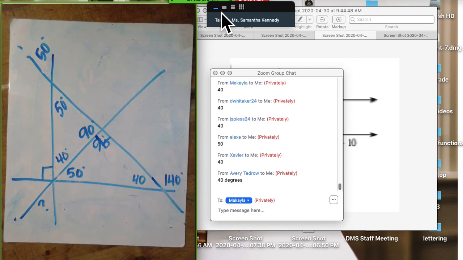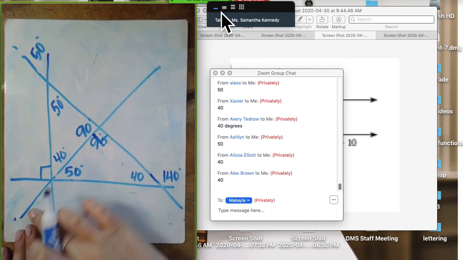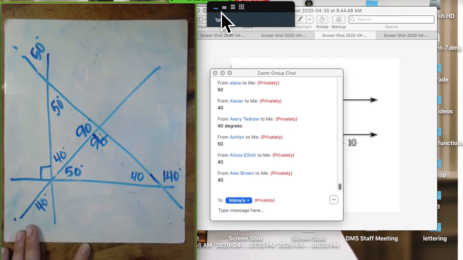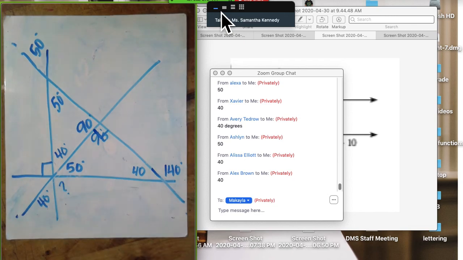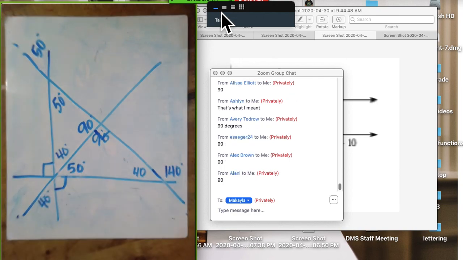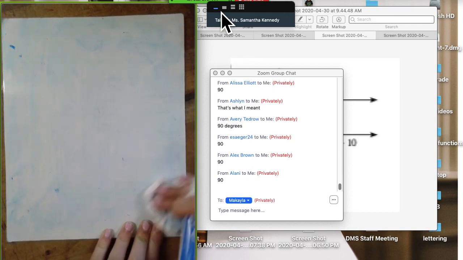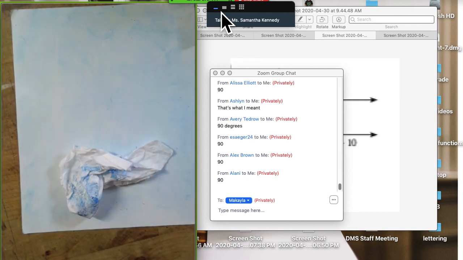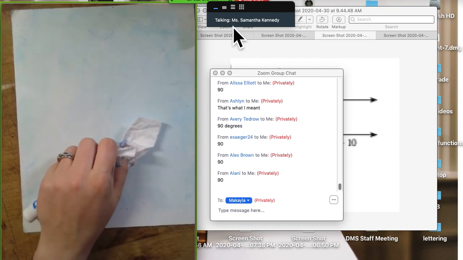Nice. Very good. You guys are saying 40. So then what is this angle? Nice. That one's also 90. Sweet. So you guys are getting the hang of being able to solve through the puzzles to be able to look at the angle measures, see what pairs there are, things like that. So you guys are doing a fabulous job.